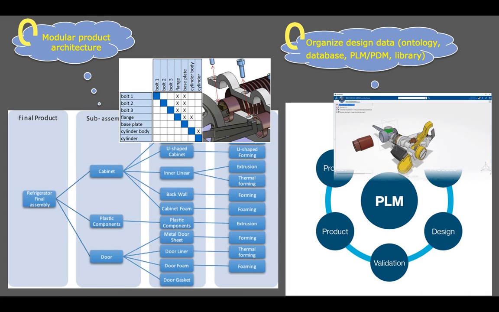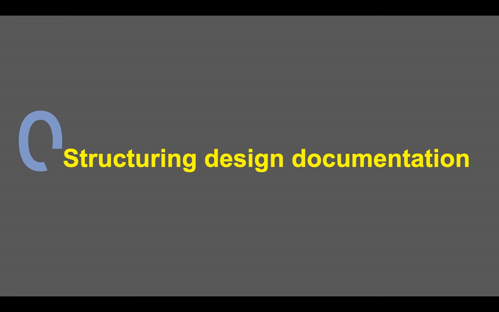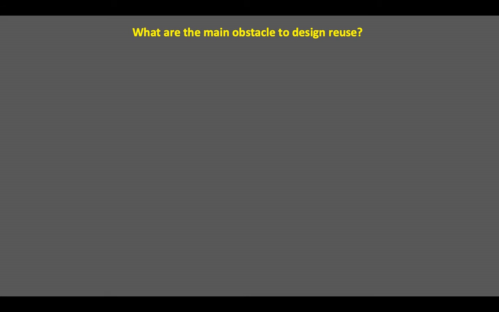The fourth technique consists of organizing the design data such as ontologies, and managing data using information systems such as product lifecycle management software to facilitate the search of existing solutions. Companies have successfully implemented a design reuse strategy, while the open source hardware communities still encounter obstacles today.